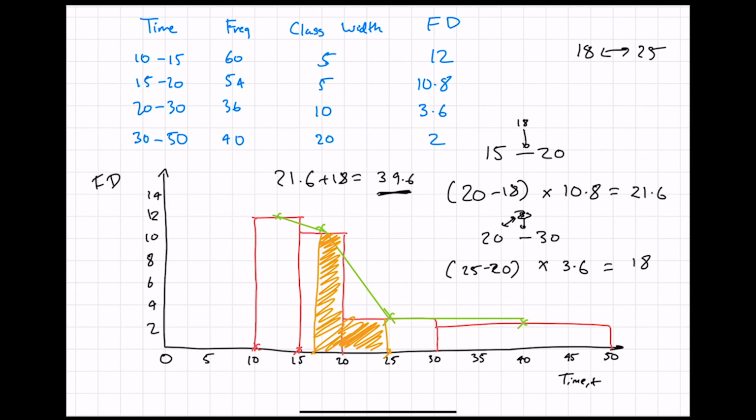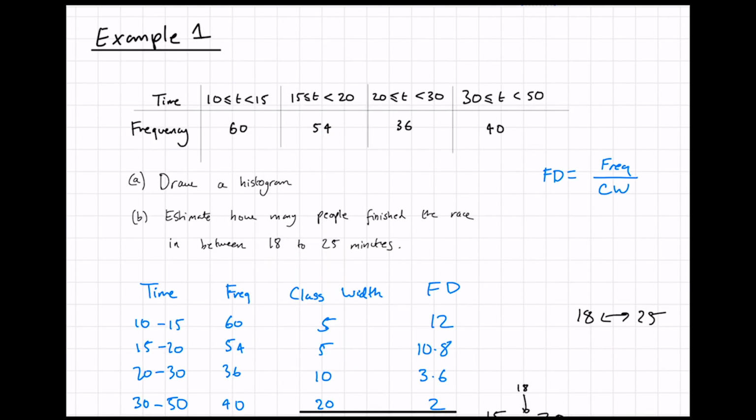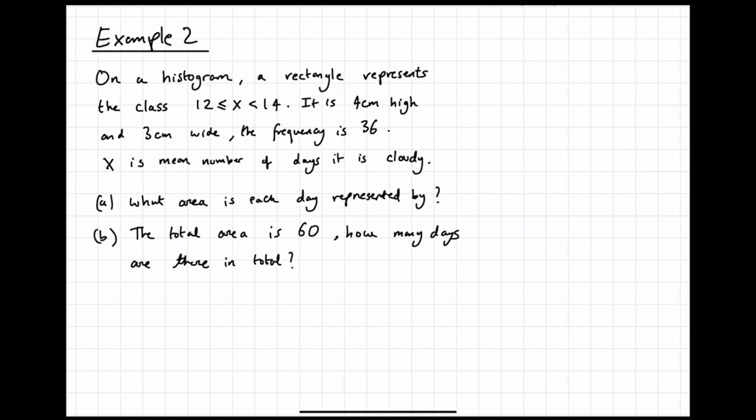Once you've done that, there's another type of question you can expect. It's quite a bit to read, so let's go through it together. It says, on a histogram, a rectangle represents the class 12 to 14. It's 4 centimeters high, 3 centimeters wide, and the frequency it represents is 36. And X is the mean number of days that it's cloudy, let's say the number of cloudy days in a year in a city. So what area is each day represented by?